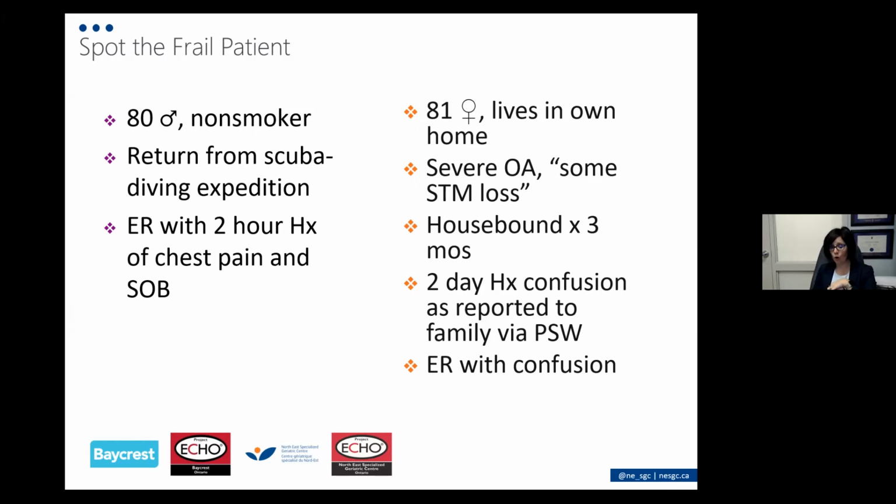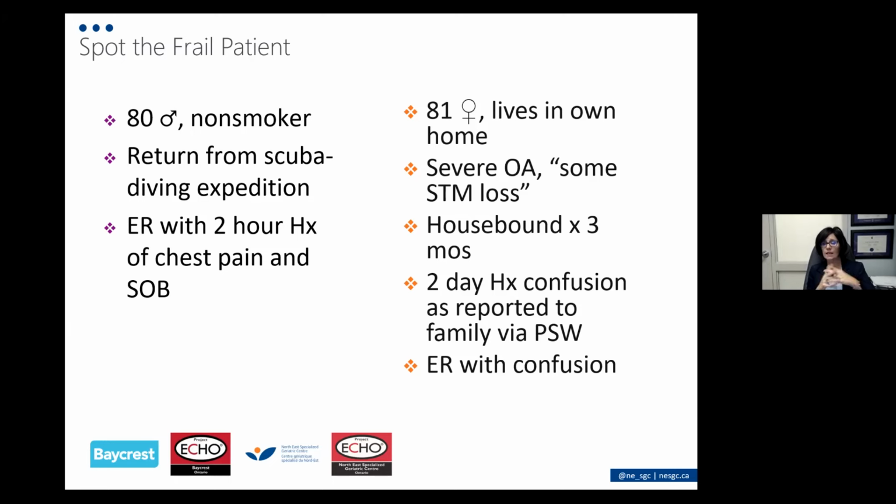She lives in her own home. She has a history of severe osteoarthritis, maybe a bit of short-term memory loss, and she has been housebound for the last 3 months. And if I had done this with COVID, I would have said housebound for the last 18 months. She has a 2-day history of confusion as reported to her family by her PSWs. Her PSW noted when she arrived today, she was a little bit more confused. And so she went to the emergency department with confusion.